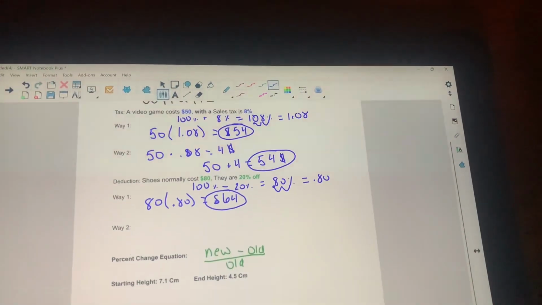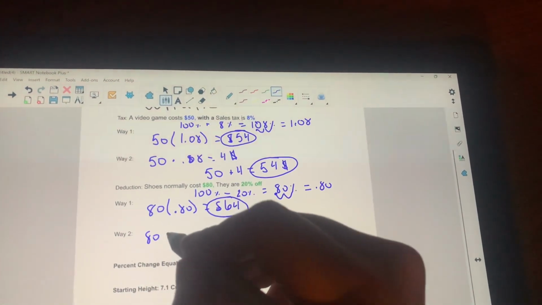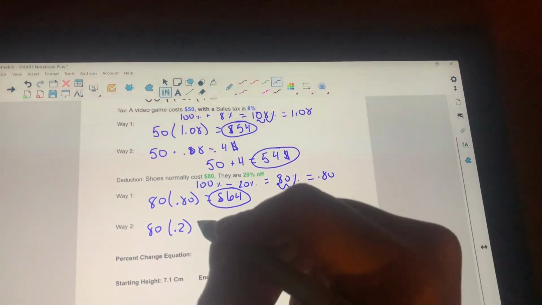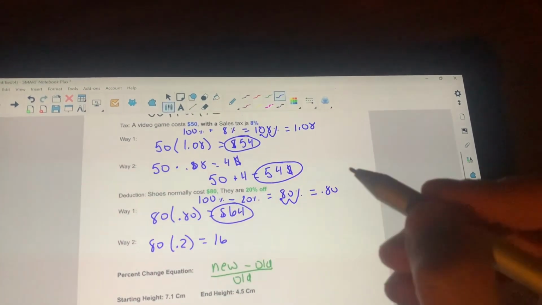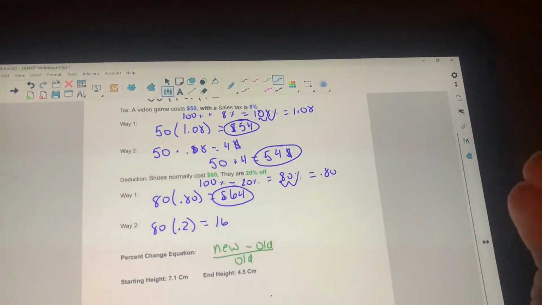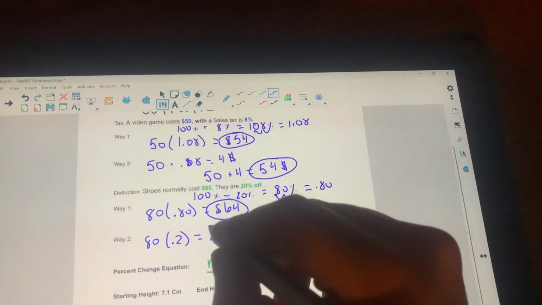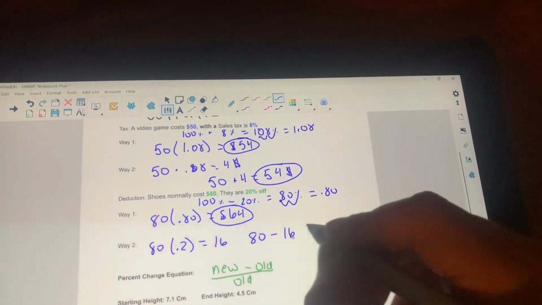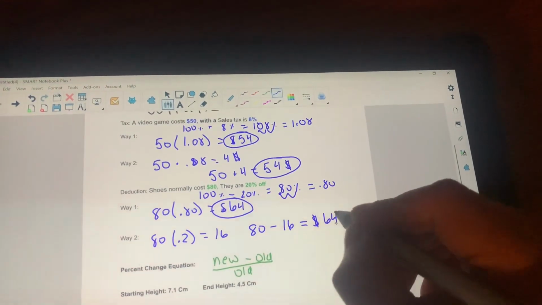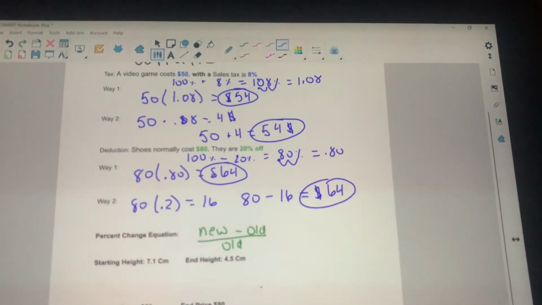Again, we can do this one without an equation as well. We would just do it 80 times 0.2. That's going to get me $16. And then since it's a deduction, or I'm getting a percentage off, I would do my original price minus the number I just found. So 80 minus 16. It's going to get me, again, the same price of $64. Two different ways to do it, but you're going to get the right answer either way.